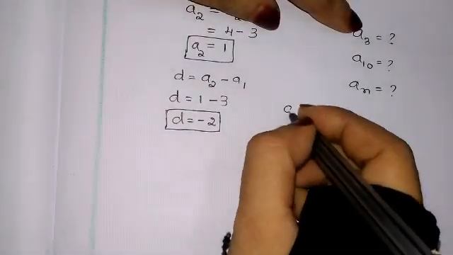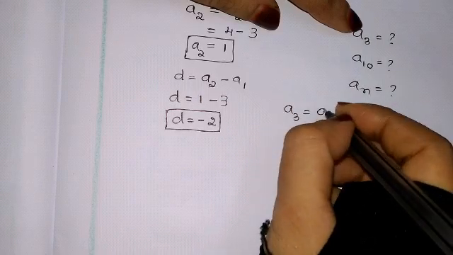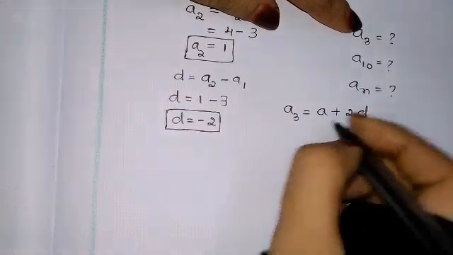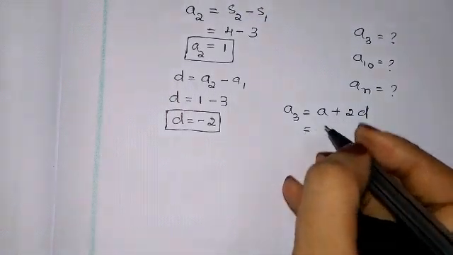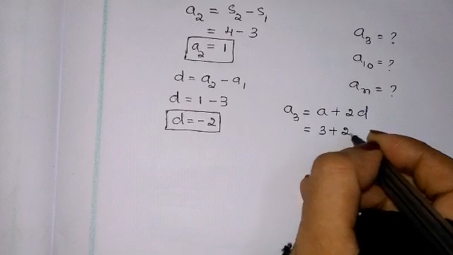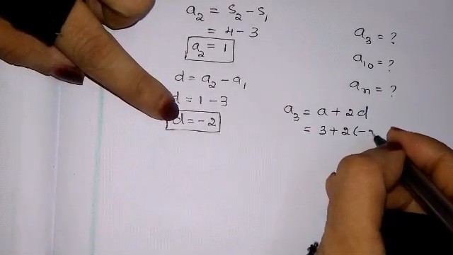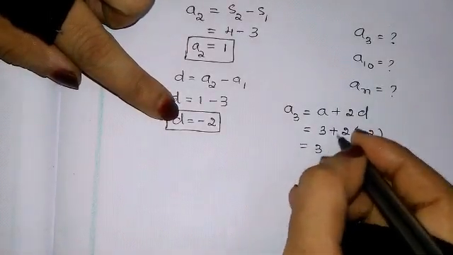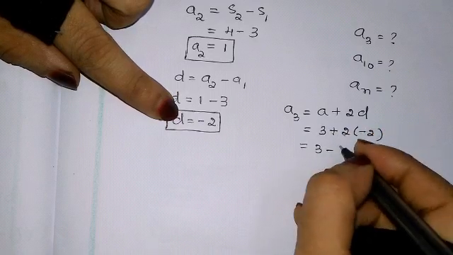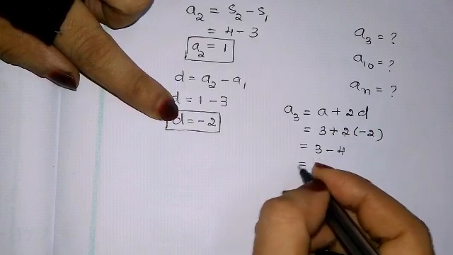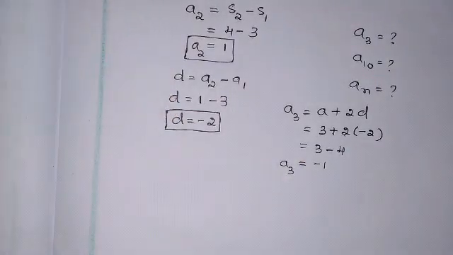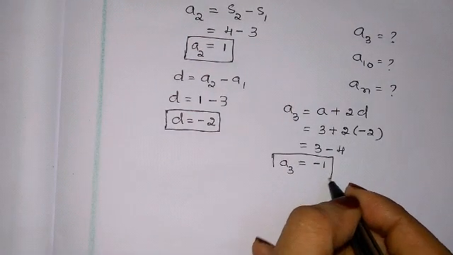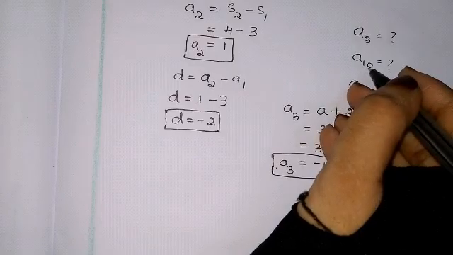A3. A3 is nothing but A plus 2D. First term A is equal to 3. 3 plus 2 into D, just now we wrote minus 2. 3 plus minus minus 2 2s are 4. And the third term is nothing but minus 1. Okay. Third term is minus 1. They told us to find the third term. Okay. What have they told again?